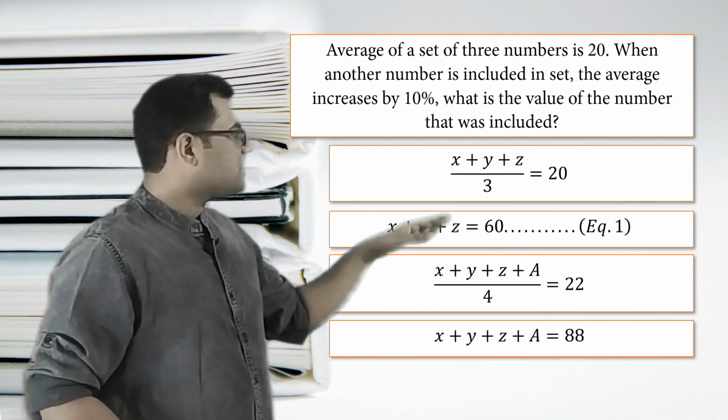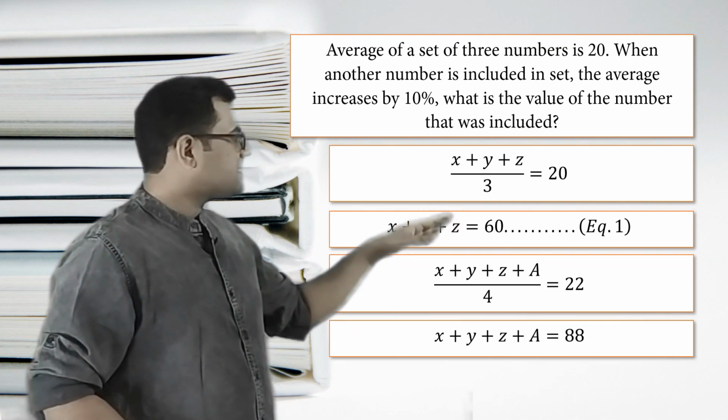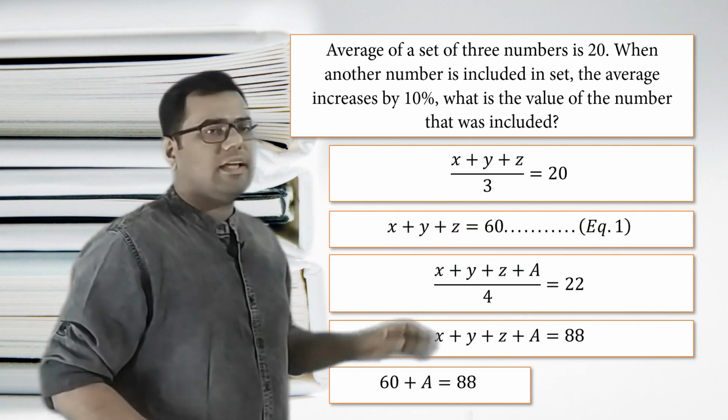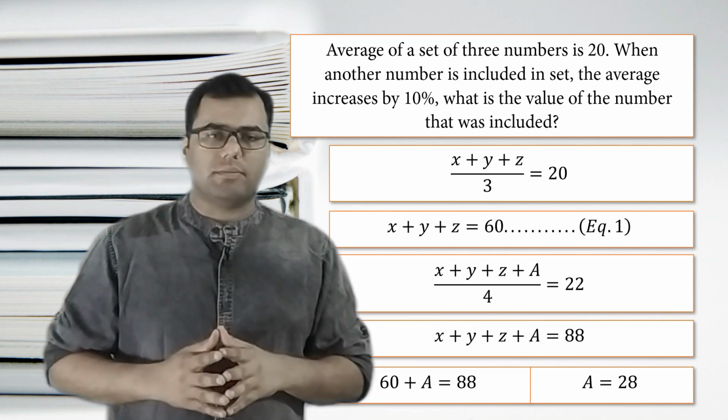Now from the first equation we can put the values of x and y and z, and we get 60 plus a equals 88, and a equals 28. So you see how we solve this problem.